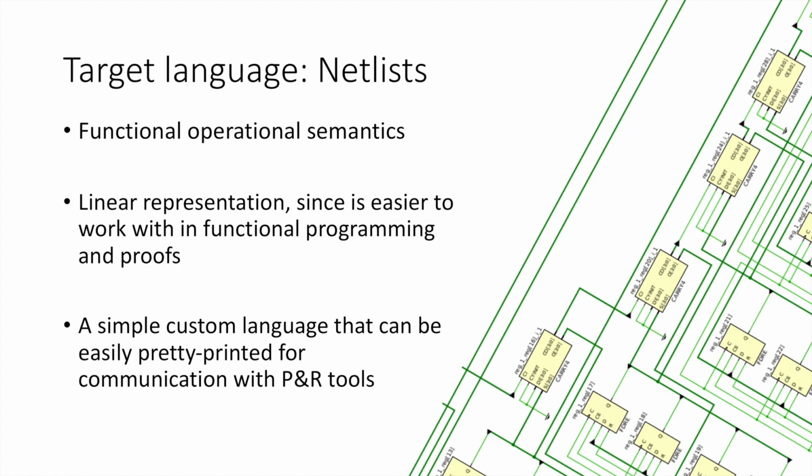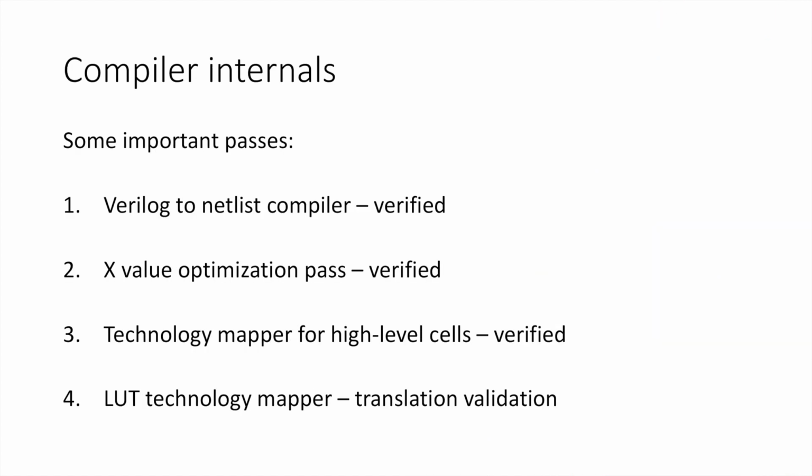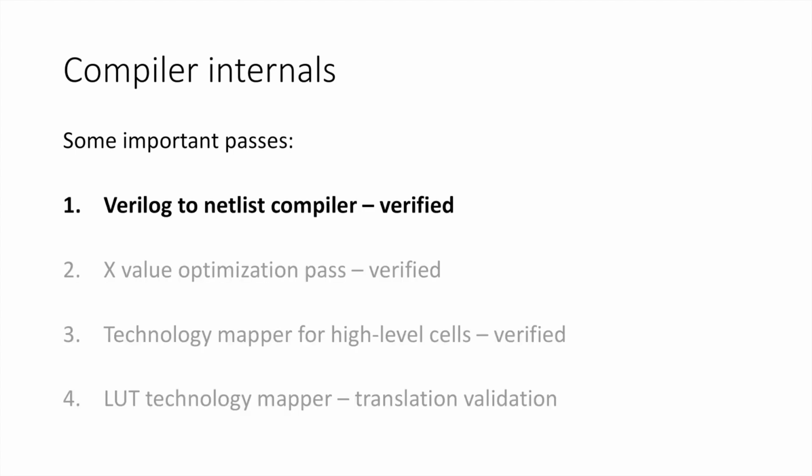For the netlist language, the semantics there is also a functional operational semantics, and the netlist is represented in a linear fashion. This is easier to work with than a netlist represented as a graph. Our main design goal for the netlist language was simply to have a language that is easily pretty-printed for communication with PNR tools. Let's also say something about the internals of the compiler itself. I will mention 4 important passes here, and let's go through them one by one.